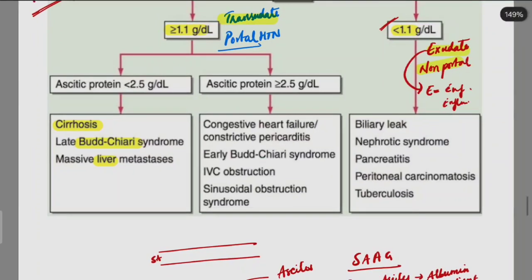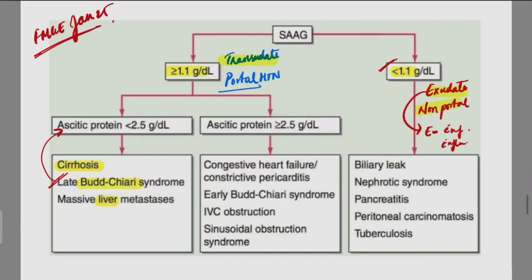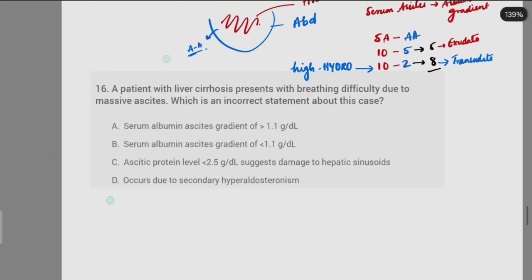When the ascitic protein is more than or equal to 2.5, here you have other causes like congestive heart failure. If you have heart failure, back pressure, portal hypertension, congestive pericarditis as well. Then you have early Budd-Chiari syndrome, IVC obstruction, sinusoidal obstruction syndrome, all these come here. So remember, here it is late, so late that now the liver is not producing, it is less than 2.5. Here it will be more than 2.5: congestive heart failure, congestive pericarditis, early Budd-Chiari syndrome, IVC obstruction, sinusoidal obstruction syndrome. That's it. Then what is the question here?